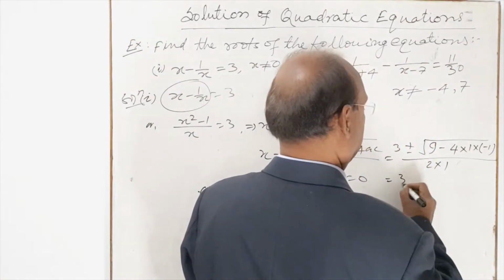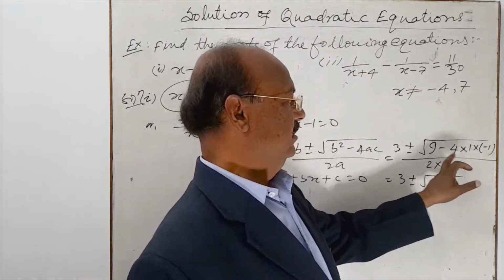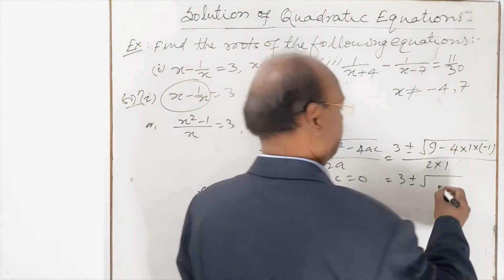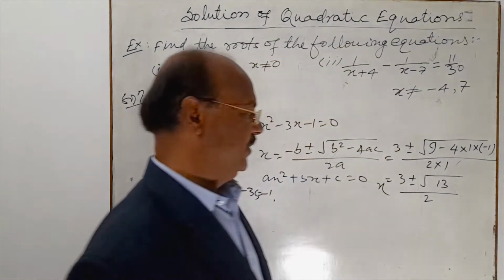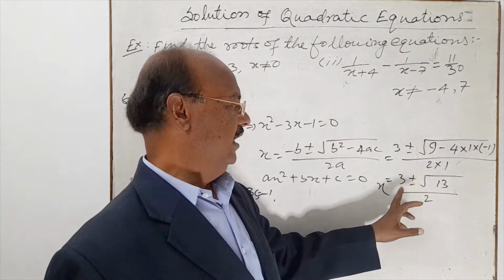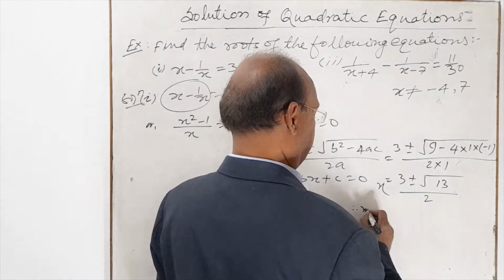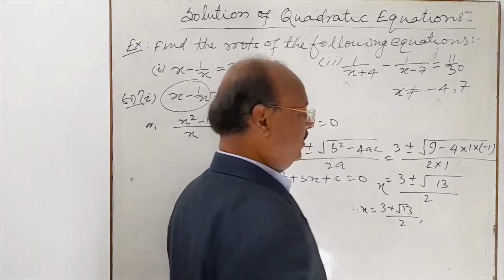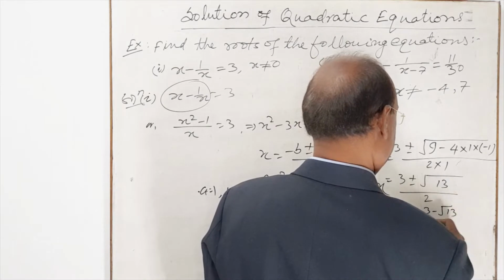So this is equal to 3 plus minus what we will have in this radical sign, in this square root sign. This is 9 and this is plus 4. 9 plus 4 is 13, divided by 2. So x is equal to this much. Here we will get two values of x. First, when we take this plus sign, and second, when we take this minus sign. So therefore x is equal to 3 plus root 13 by 2, and another value when we take this negative sign, so 3 minus root 13 by 2.